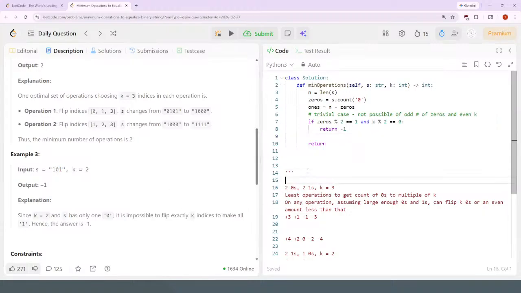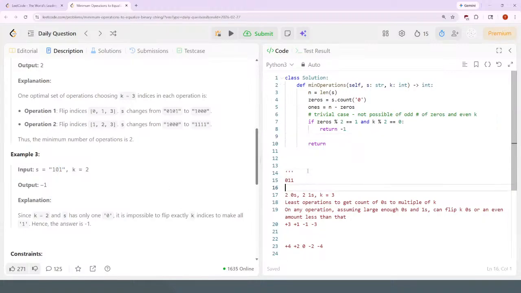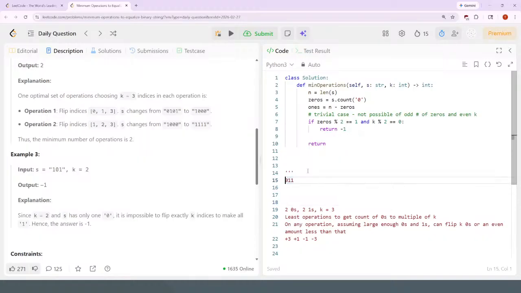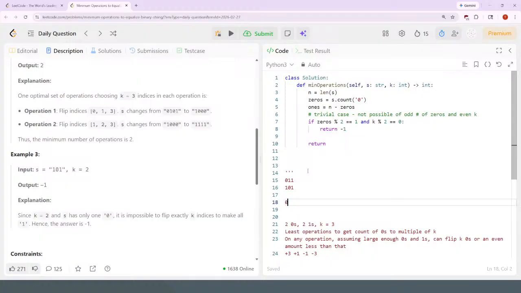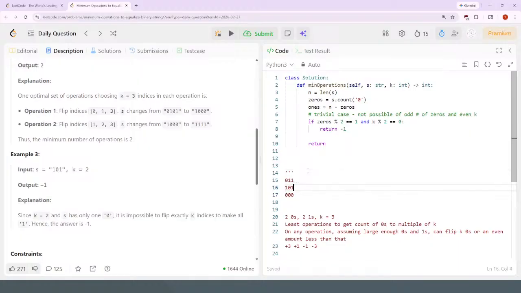Okay, so 0, 1, 1. A is 2. So 1, 0, 1, 0, 0, 0. Those are the two possibilities. 1, 0, 1 doesn't change anything, right?